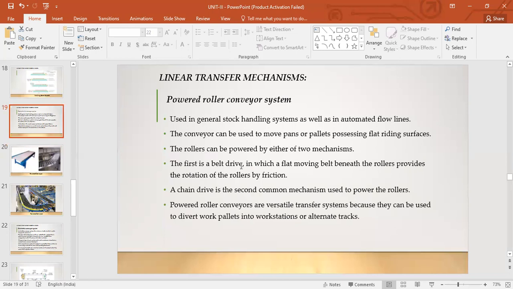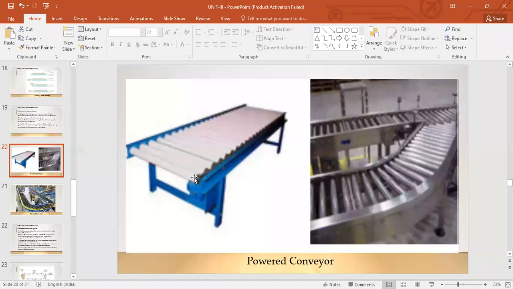The two mechanisms could be, first, a belt drive, in which a floating moving belt beneath the rollers provides the rotation of the rollers. So beneath these rollers, you could have a flat belt. Because of the friction between the belt and the rollers, as the belt moves, the rollers also move, right? So these rollers will rotate, and the rotation will cause the work part to move, right? Very, very simple.